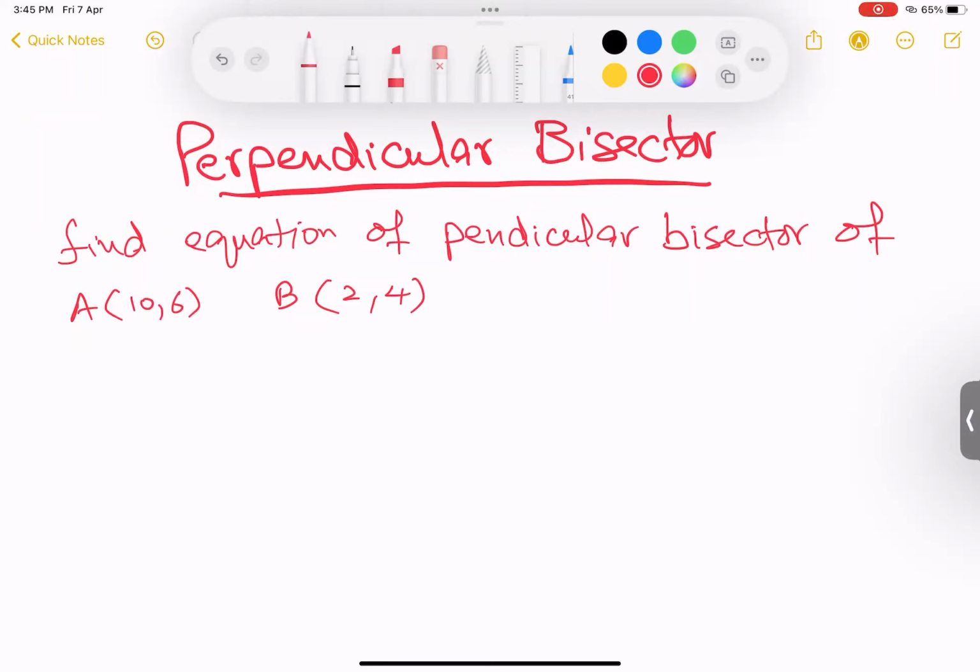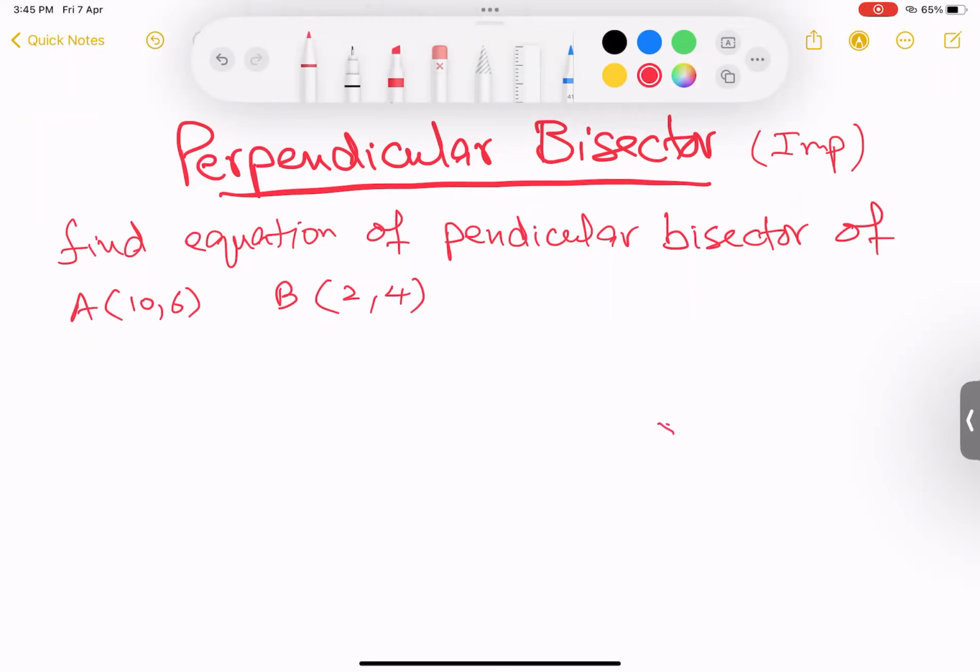Students, this is the last lecture on the topic of perpendicular. This is a very important topic. It was newly added to the syllabus two or three years back, and since then it has been coming in every exam. The topic is to find the equation of the perpendicular bisector of this AB.